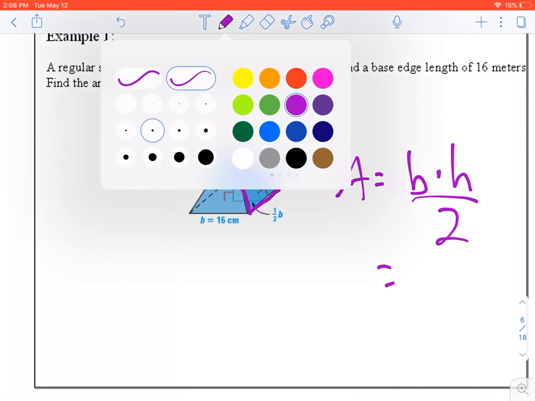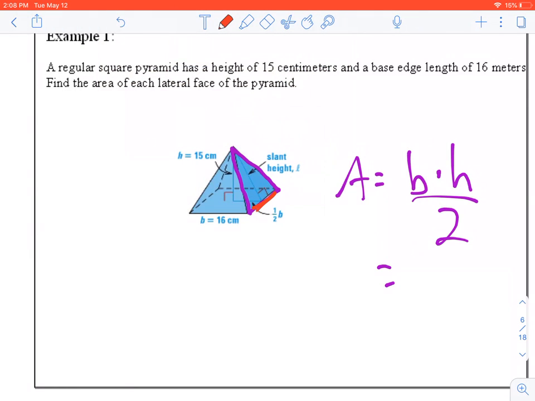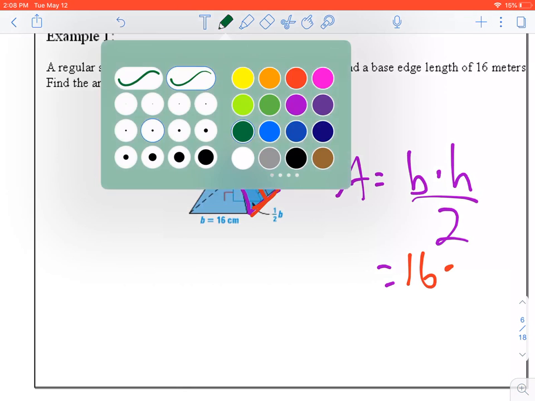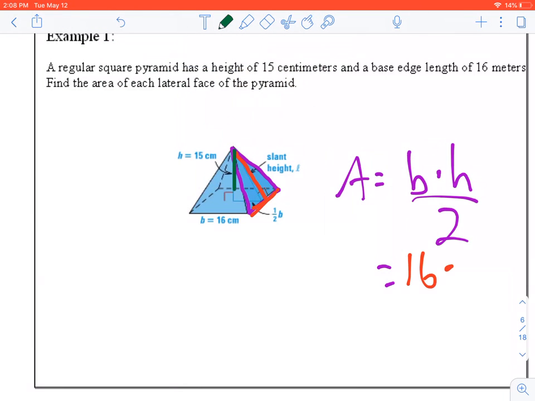Now, as far as the measurements go, my base, well, that was 16. The height is actually going to be what we call the slant height of my pyramid. That's the height we need. Now, we don't know what that length is yet. However, we are going to be able to find it. And the way we do so is we are actually going to pull out this right triangle that gets created right here. The height of my pyramid here was 15 meters. The base edge was 16 meters.